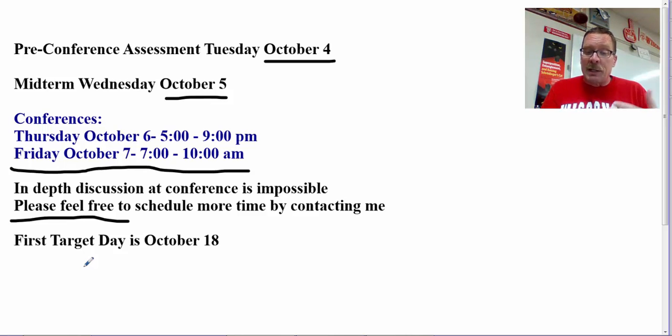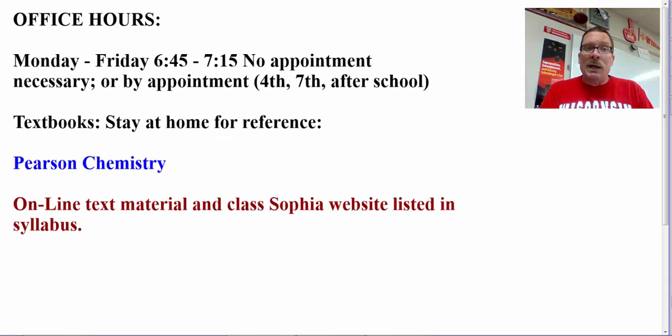The only issue with target days is that they are 6 times a year, and I teach 3 different courses, and I can't target all 3 at once. So I have to prioritize and decide which class I'm going to focus on for a given target day. I may not always target your child even though they're struggling, but that doesn't mean there aren't plenty of opportunities for them to come in and get the help they need. And that leads to my next slide, my office hours.